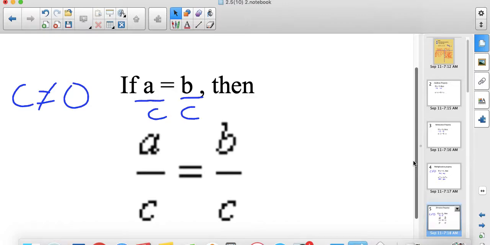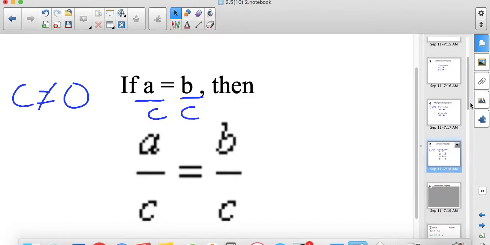Now, your last property of inequality is known as your substitution property of inequality. This is going to be a big one going forward this year, especially tomorrow, when we get into 2.6, I should say.